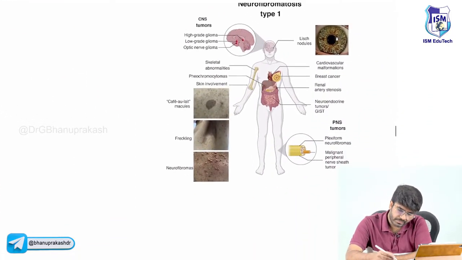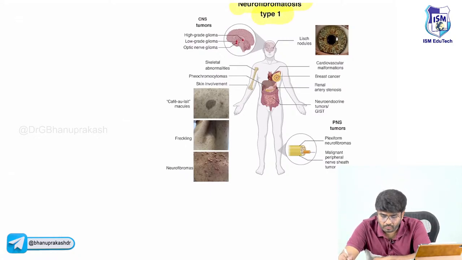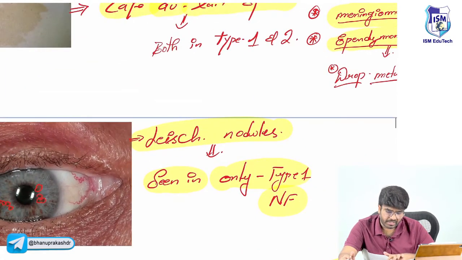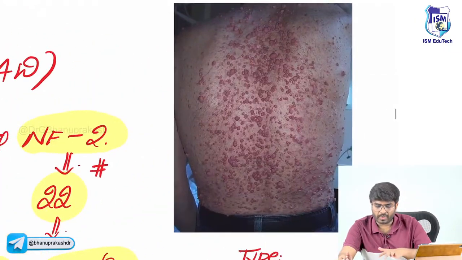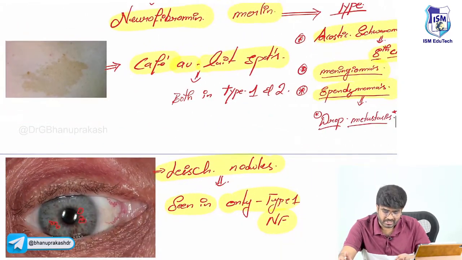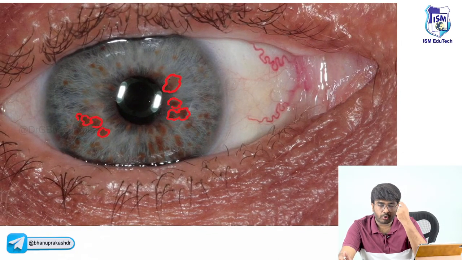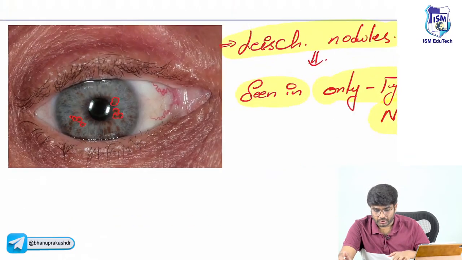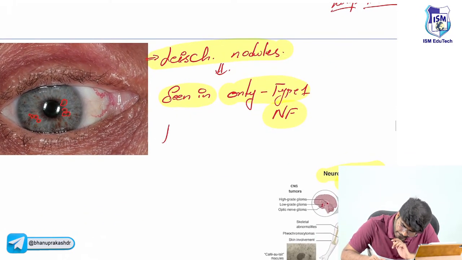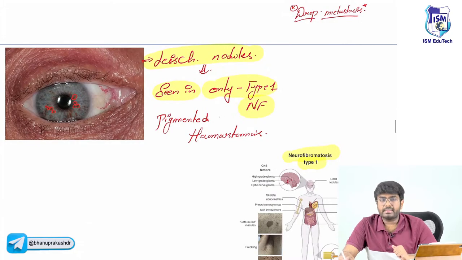Now you can very clearly see here neurofibromatosis type 1. What will be seen? We have already discussed that the patients are going to have skin involvement with neurofibromas. These tumors are going to be seen, along with café au lait spots. And the patient is going to have pigmented hamartomas in the iris, which are called Lisch nodules.